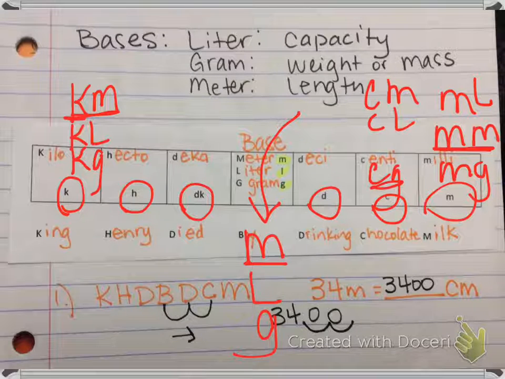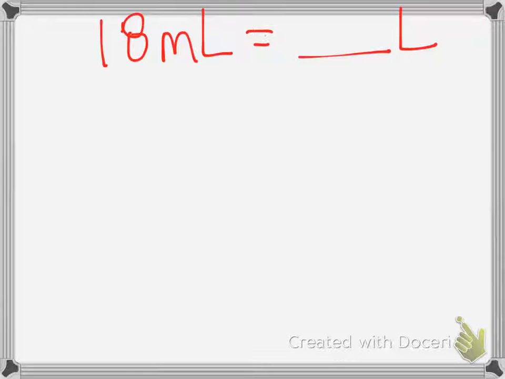And so let's do a couple practice. On your assignment, you were given some problems that were already set up. So for instance, you had something like 18, and I'm sorry if this pen doesn't work very well. I'm trying to write with a stylus. Okay, so 18 milliliters equals how many liters? They're telling us that we have milliliters right now, which are very small, and we want to go to liters, which is a little bit bigger.